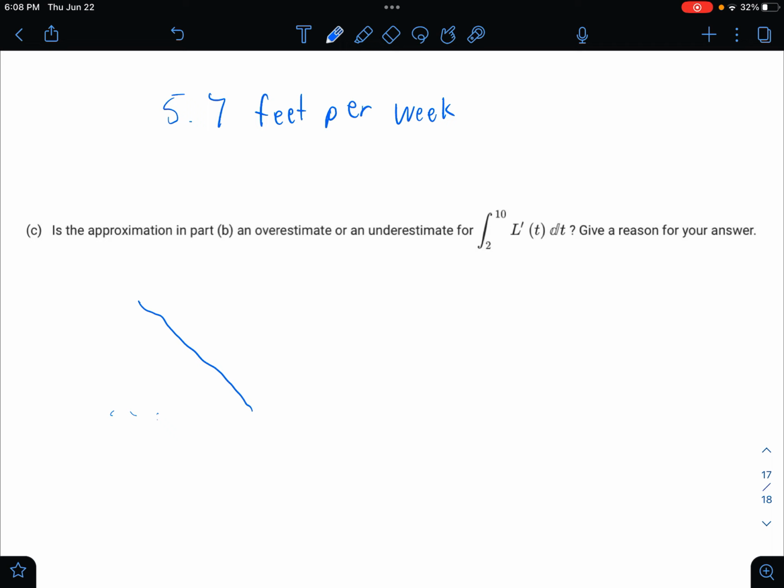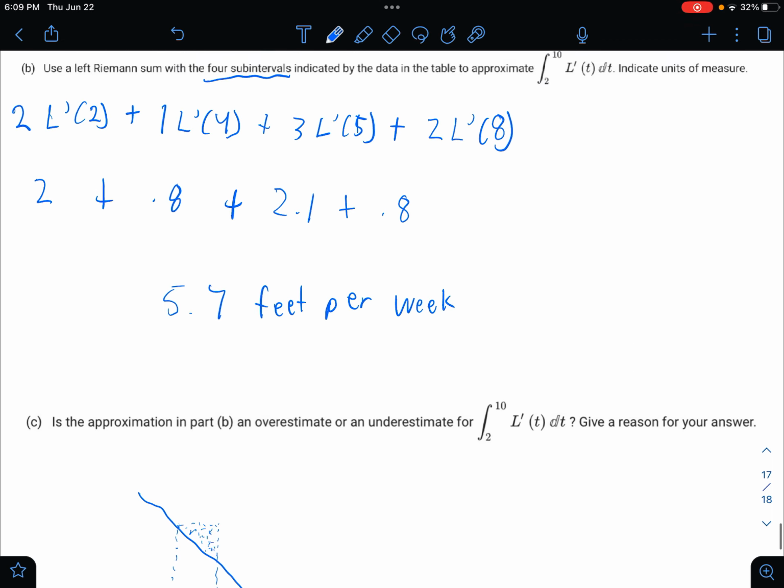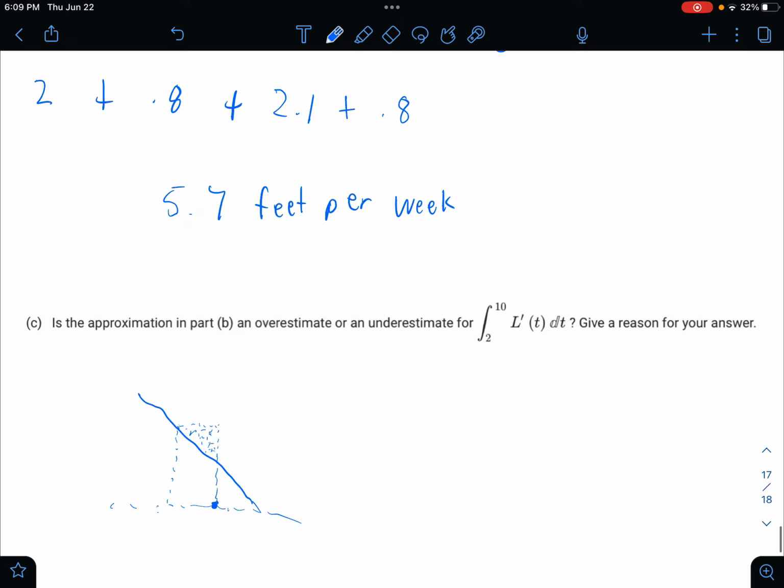It's decreasing, and we are a left Riemann sum, correct? Going up, so we're going to draw this little line thing right here. We stop here, and let's say we want to end the subinterval here. So we move this way, then we go down. Since this is a left Riemann sum, and it's decreasing, we have so much empty space up here, and so much of an overestimate. So this 5.7 feet per week is an overestimate.